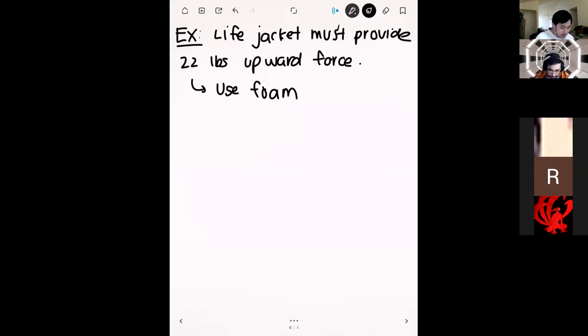And so in this case, the specific gravity of foam, remember specific weight. So the specific weight is nothing more than the density multiplied by gravity. So the specific weight is going to be 2 pounds per feet cubed.